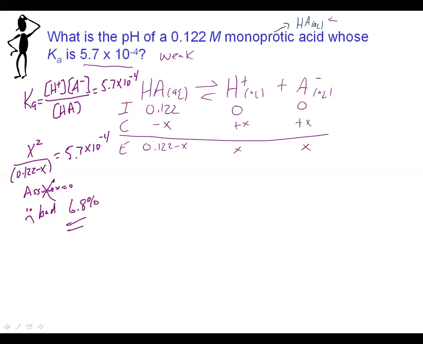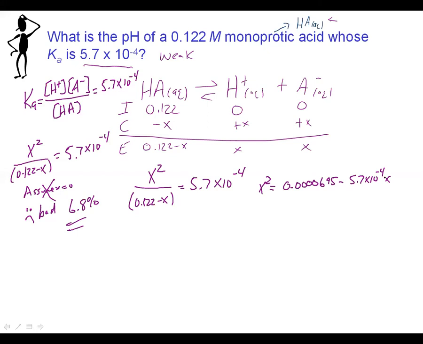And also important to make sure you do check it. So we do want to solve it using the quadratic here. So we're going to have to expand out everything. And if we multiply the bottom to the other side, we will end up with x squared equals 0.0000695 minus 5.7 times 10 to the minus 4 x.